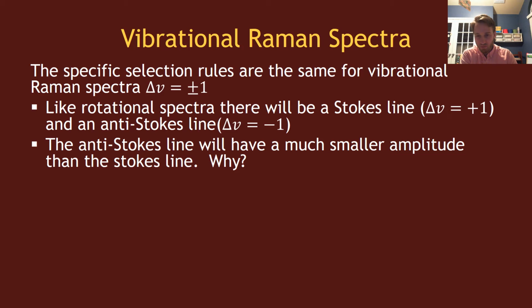But the Stokes line will have a much higher amplitude than the anti-Stokes. The reason is that the population of the states for the anti-Stokes line is very small, because for the anti-Stokes line, you're going from quantum number V equals 1 to quantum number V equals 0. There just aren't nearly as many molecules in the higher energy vibrational state as in the ground state. So you're not going to have as many transitions occurring from V equals 1 to V equals 0, because the molecules first have to be in V equals 1 for that transition to even occur.